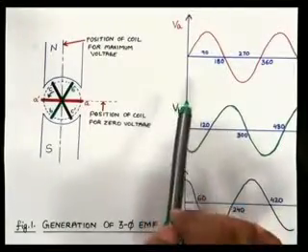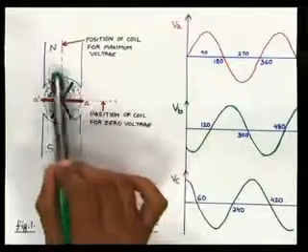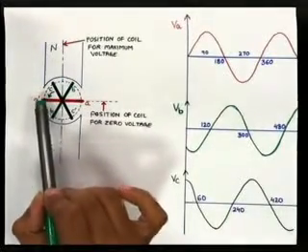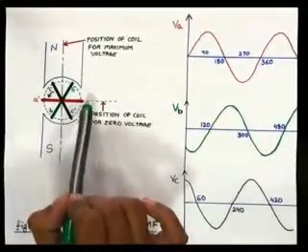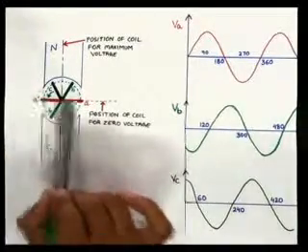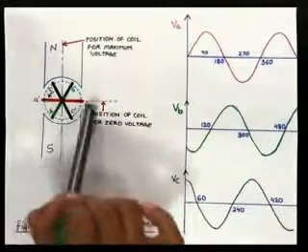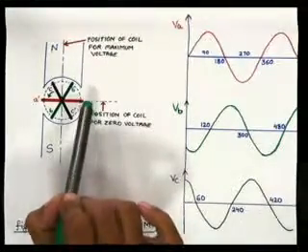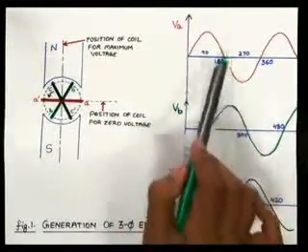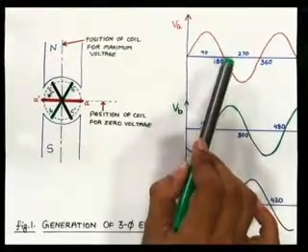Is 0. This was the condition at 0 degrees. Now it has completed a half rotation of 180 degrees, position A dash. At this instant again the coil is in the horizontal plane. The rate of change of flux linking with the coil is 0. So at 180 degrees again we have EMF induced equal to 0.